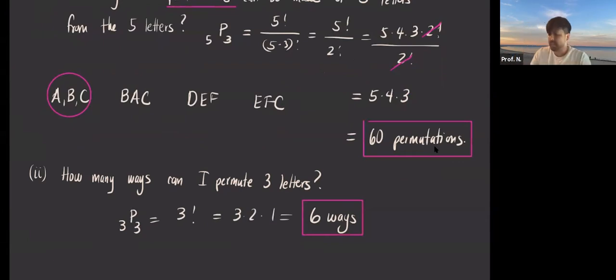So you're like, okay, there's 60 permutations overall. And for one permutation, ABC, there's 6 ways to arrange those letters. There's ABC. There's ACB. There's BAC, which is already here. I should maybe use something else, like BCE.